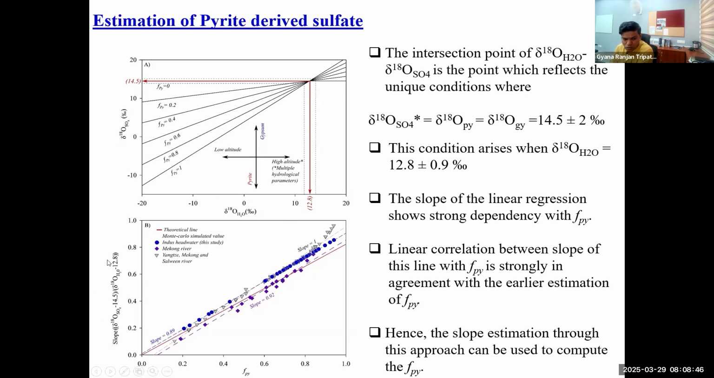The slope of this line and FPY are linearly linked. So if you know this slope, meaning if you know the delta 18 of sulfate, which we have measured, and the delta 18 of water, the amount-weighted delta 18 of rainwater is known to us. So if we measure the delta 18 of sulfate, we don't need to do the inversion, we don't need to go for a Monte Carlo simulation. Straight away we can compute the FPY, because they are linearly linked.